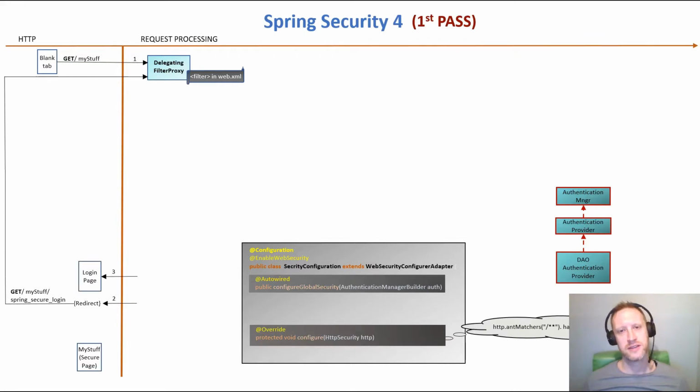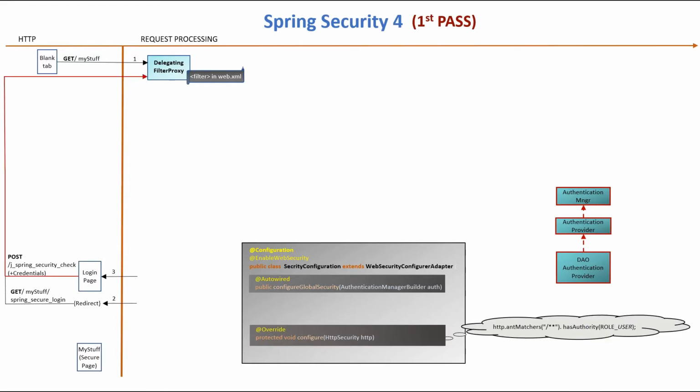Now the user just gives a username and password here and clicks login. That page then sends a POST with the credentials and checks if these credentials now give the user the ROLE_USER authority to access the page. If it does, then the request is again redirected, this time to the original requested page, and finally it returns the original requested page.